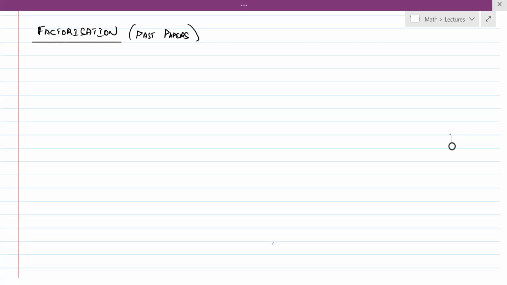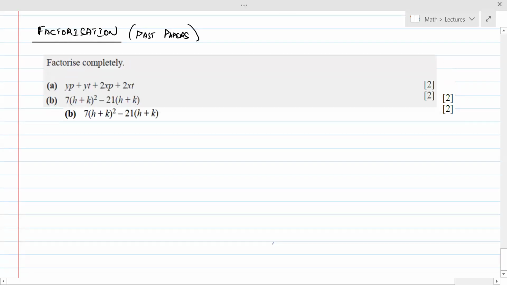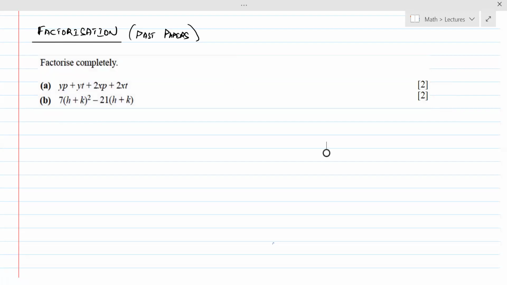Now here, in this video, we'll be solving some past paper questions based on factorization. This is one of the questions that came in past papers. It says factorize completely. Now, in my previous video, I've explained the 4 different types of factorization. So if you don't know factorization, please refer to that video first. And then you can easily understand these past paper questions being solved.